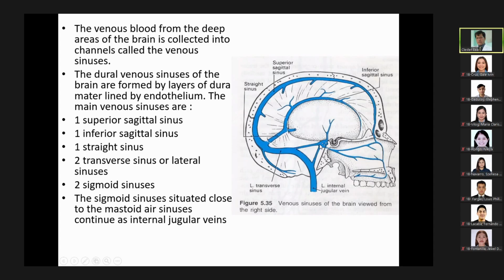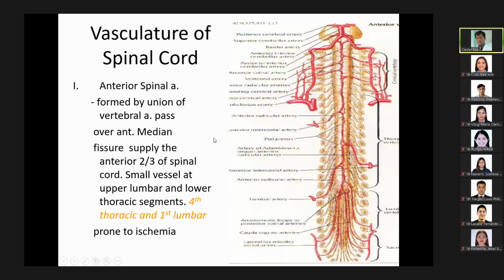First it will receive the superior and inferior petrosal sinuses, before the sigmoid sinus will drain to the internal jugular vein. Okay? So those will be the venous drainage for the brain. Now let's go to the spinal cord.